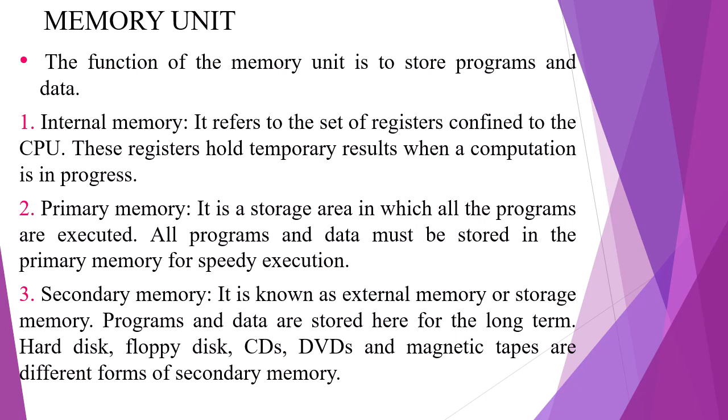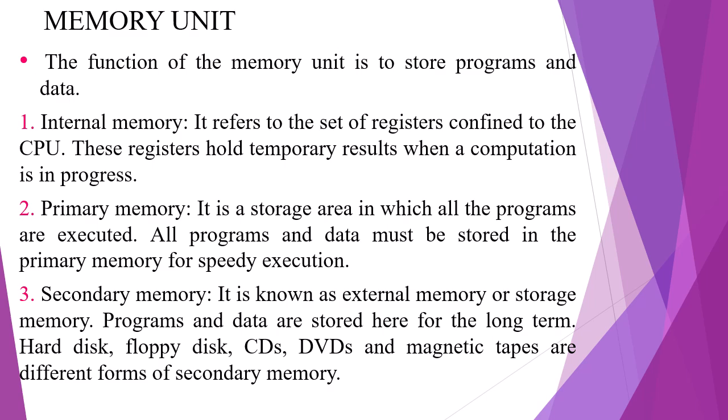Memory unit. The function of the memory unit is to store programs and data. There is internal memory, primary memory, and secondary memory. Internal memory refers to the set of registers confined to the CPU. These registers hold temporary results when a computation is in progress. Primary memory is a storage area in which all the programs are executed. All programs and data must be stored in the primary memory for speedy execution.